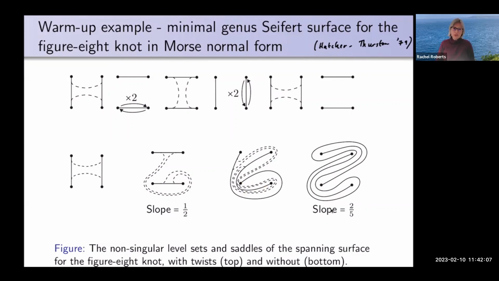So if you're used to thinking about 2 bridge knots, you can think, okay, you have these 2 bridges, and then you've got those slope 2/5 arcs right at the bottom. But these are just 2 different, more normal ways of describing the Seifert surface.